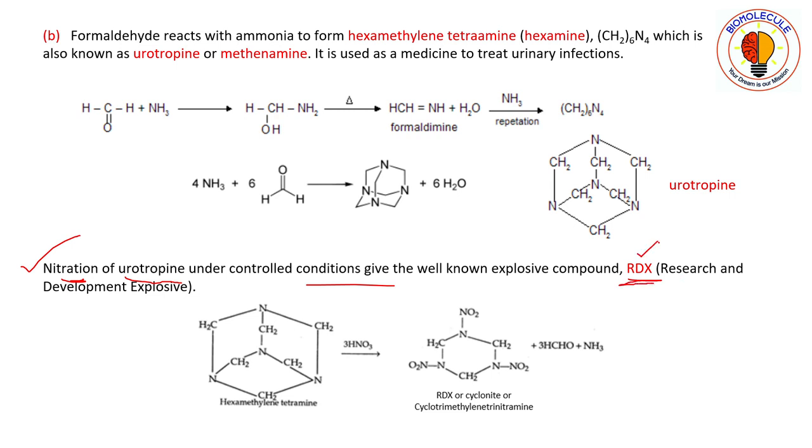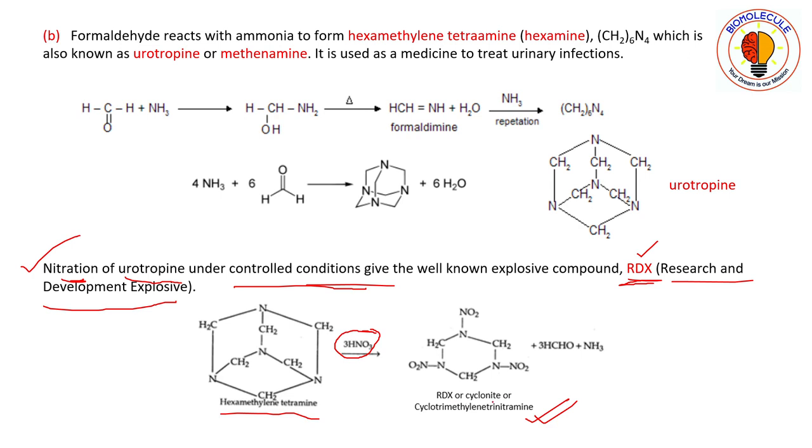So what is the full form of RDX? Research and development explosive. Okay, so see here, hexamethylene tetraamine, that is urotropin, you nitrate this one under controlled reaction. Okay, see, controlled reaction, because it is very explosive in nature. So you have to control the reaction.